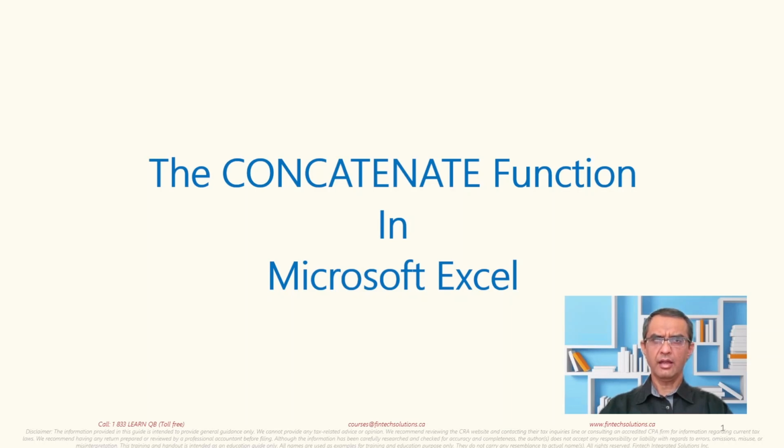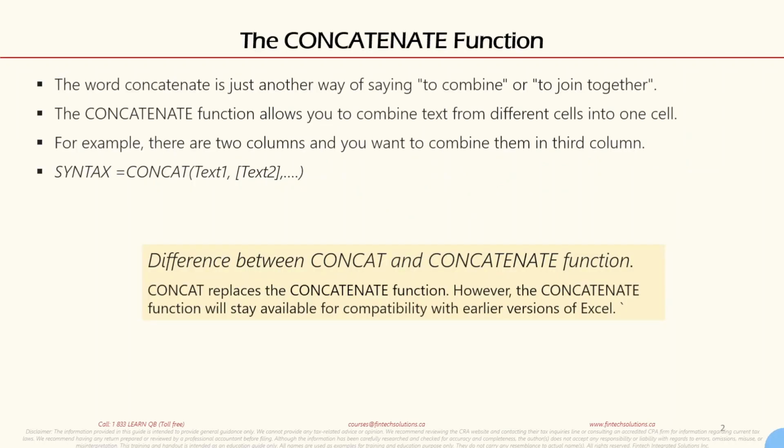Today I will be going over and showing the concatenate function in Microsoft Excel. Alright, let's have a look at that. The concatenate function. The word concatenate is just another way of saying to combine or to join together. The concatenate function allows you to combine text from different cells into one cell.